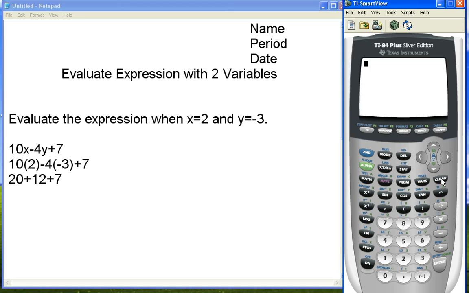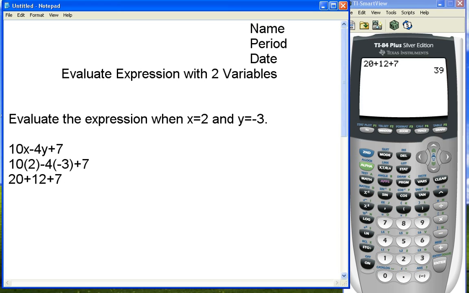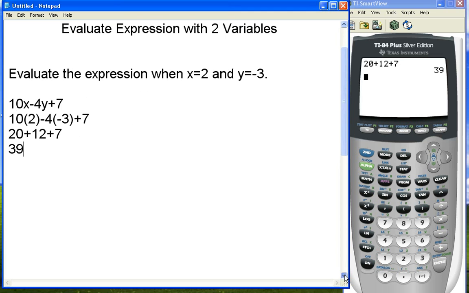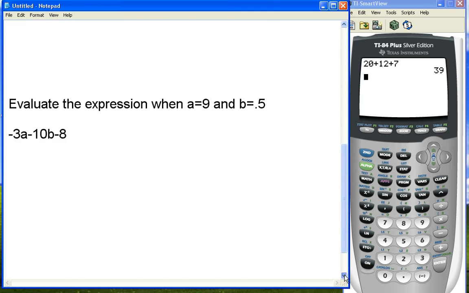Then the last thing you have to do is just add all those numbers up. So let's do 20 plus 12 plus 7. And our answer is 39. So 39 becomes the total answer. So on the Khan Academy module, you would just type in 39 into the box, and there you go. So that's the first one. Evaluate expressions with two variables. So let's look at another example.